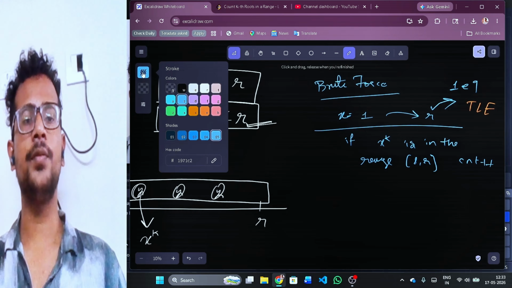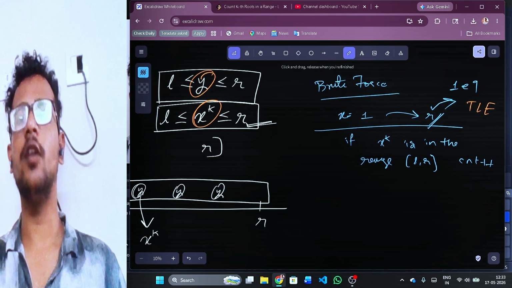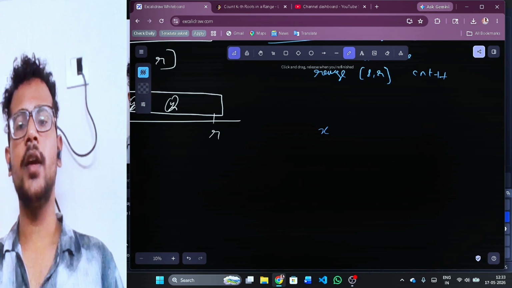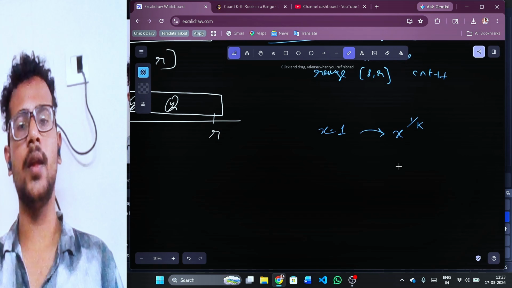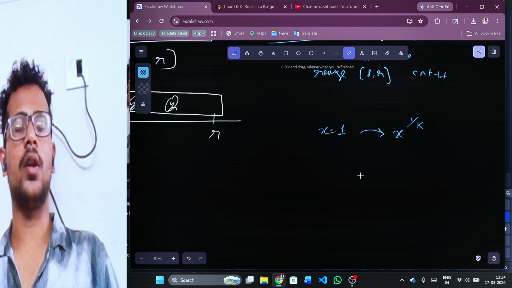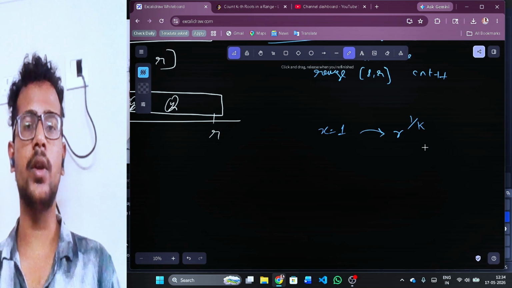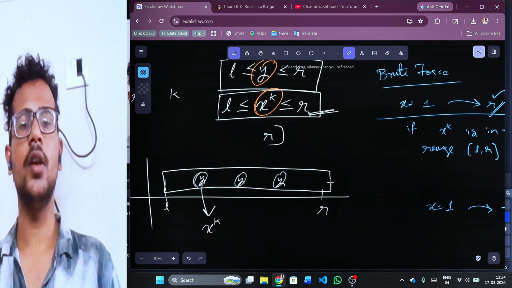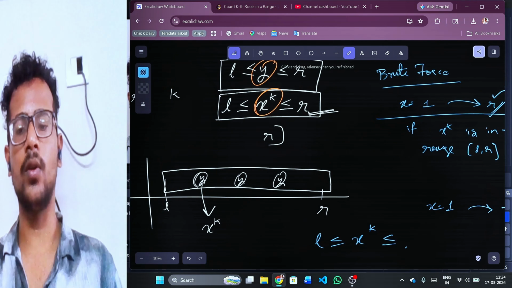Now let me tell you how we can optimize. What if, instead of going to R, I just go X from 1 to R power 1 by K. Sorry for this mistake, R power 1 by K, the kth root of R. Why I'm saying this is because we are given L less than or equal to X power K less than or equal to R.